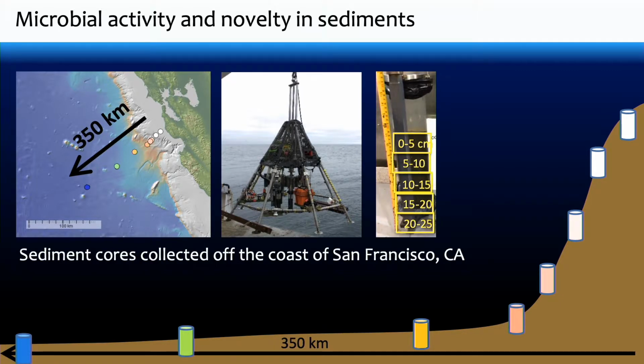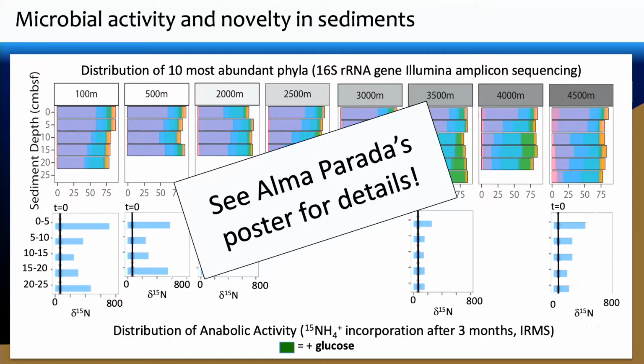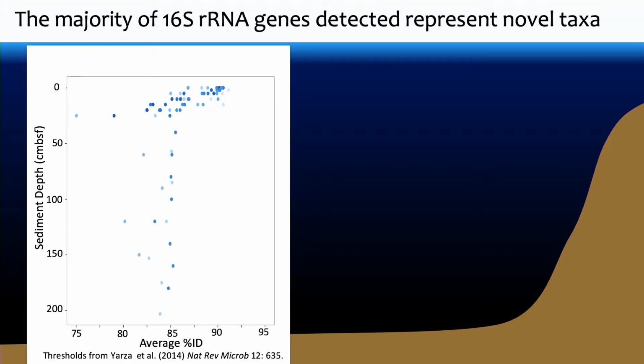What this allowed us to do is look at the diversity and activity of microbes down to about 30 centimeters, and in a couple cases much deeper than that, 2-meter cores, over a whole lot of different physical and chemical conditions. And I'm not going to get into all of the details of this because my postdoc Alma has a poster on this tonight, which I encourage you to go see, but I do want to give away 2 interesting tidbits or teasers, which you can ask her about.